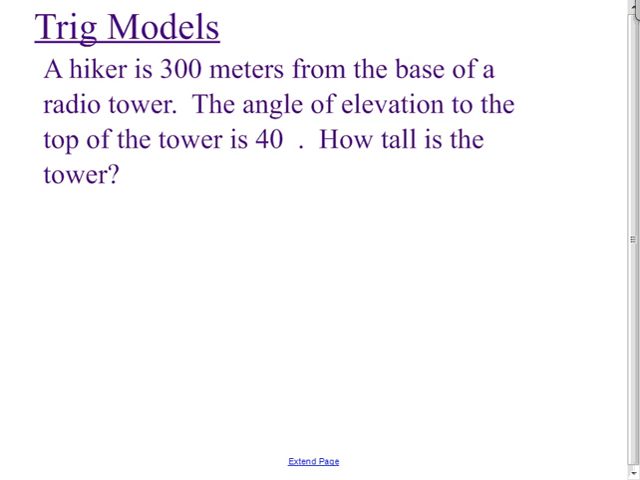So we're going to start with the following right triangle trig problem. A hiker is 300 meters from the base of a radio tower. The angle of elevation to the top of the tower is 40 degrees. How tall is the tower?